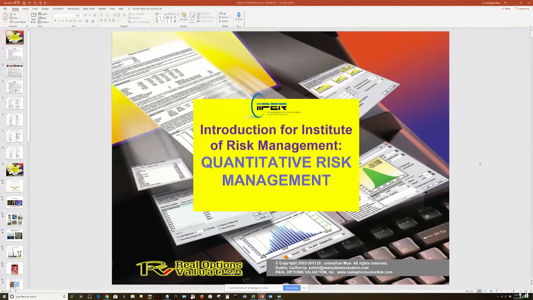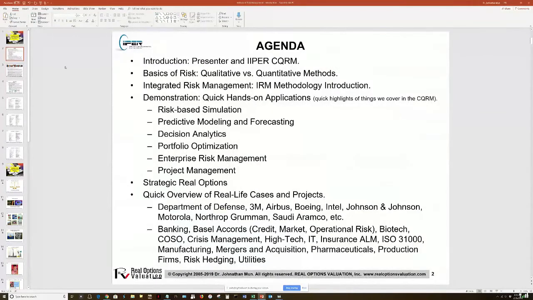So the agenda for today, we have a very full agenda. I'll give you a quick introduction to who I am in general, and a little bit about the IIPER CQRM certification. The CQRM stands for Certified in Quantitative Risk Management. And instead of just giving you a laundry list of items that we cover, which is relatively painful, I will just show you hands-on applications. I think a picture paints 1,000 words, if you will. And so we'll go through and illustrate how some of these quantitative methodologies could be applied. Again, very, very high level, tip of the iceberg.